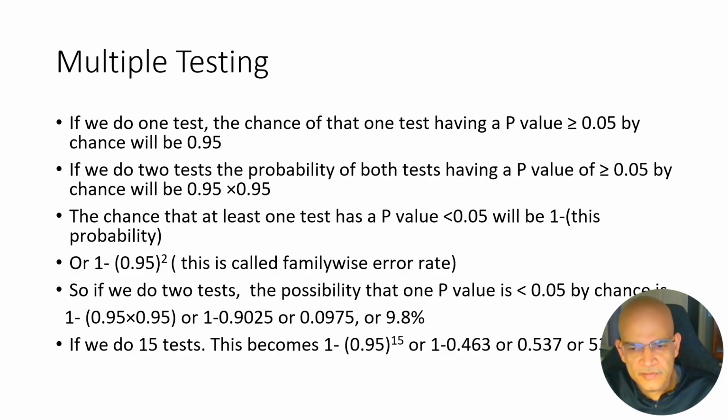It's not just 5% for one and 10% for the other, and then it keeps changing. So that's the math behind multiple testing.